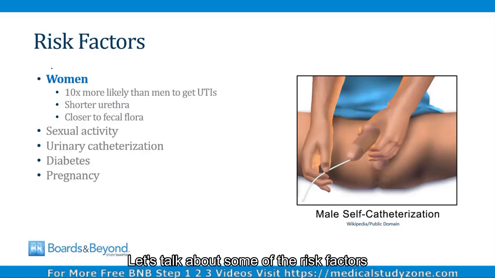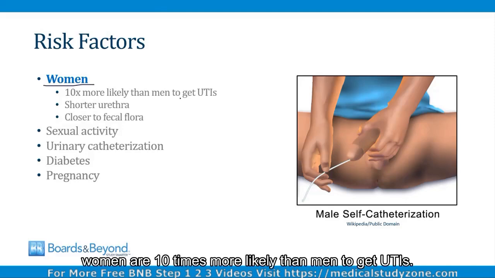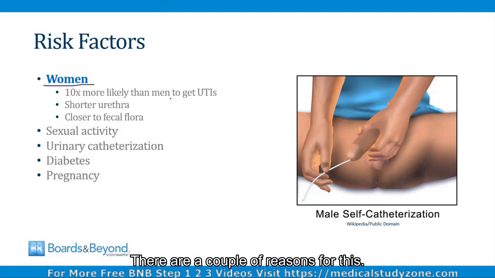Let's talk about some of the risk factors for urinary infection. First of all, women are 10 times more likely than men to get UTIs. There are a couple of reasons for this.